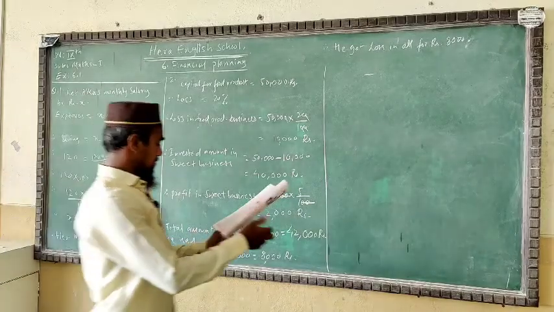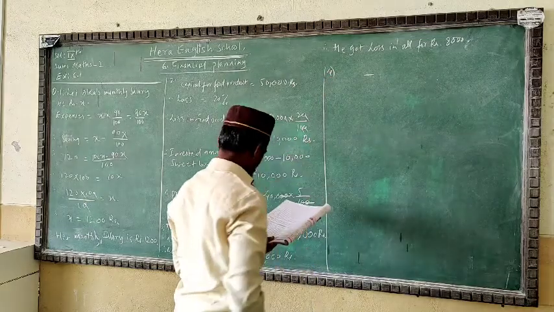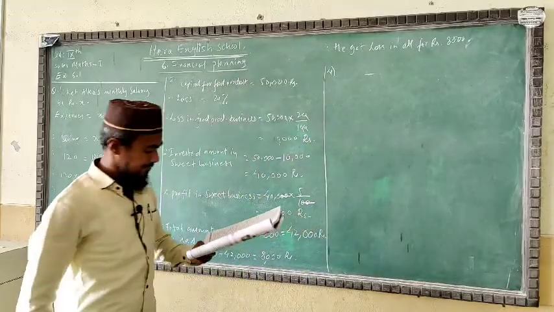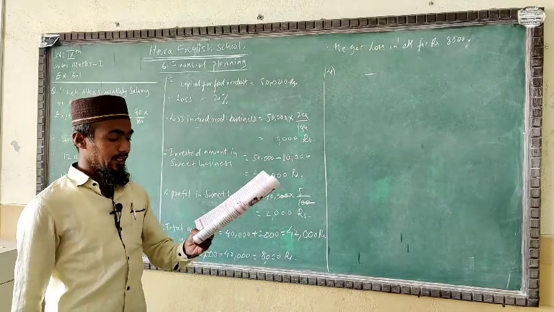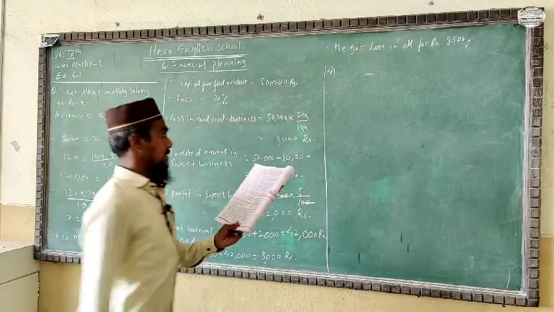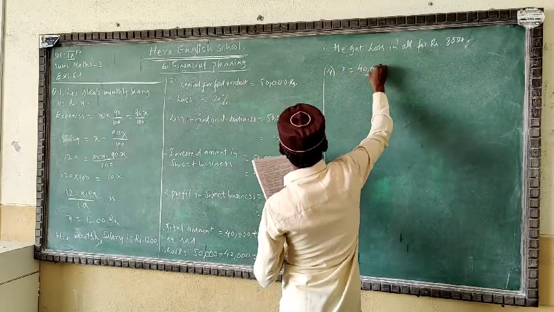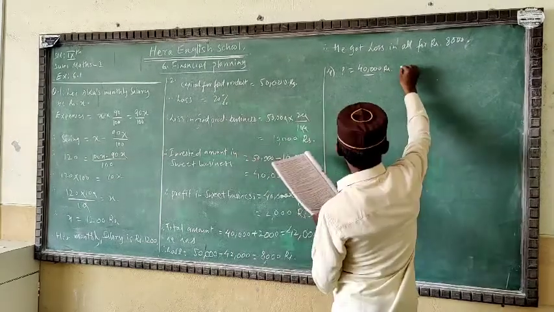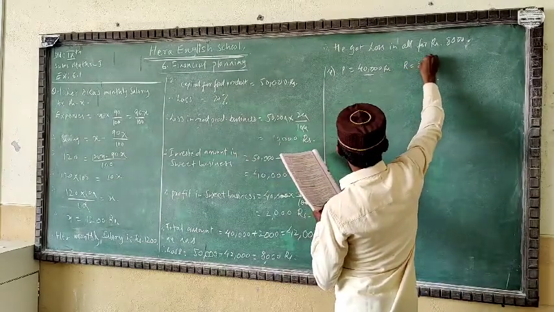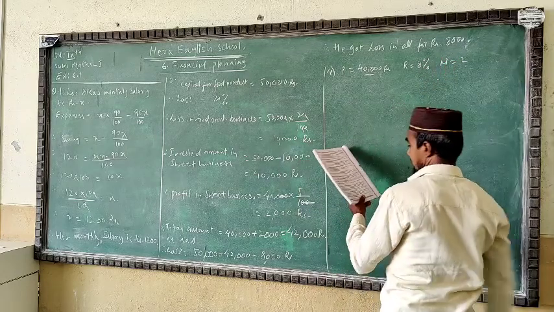Now for question number C, the fourth one, we'll see the question. Mr. Sayyed kept 40,000 in a bank at 8% compound interest. The 40,000 will be the principal. 8% is the rate of interest as compound interest for 2 years.